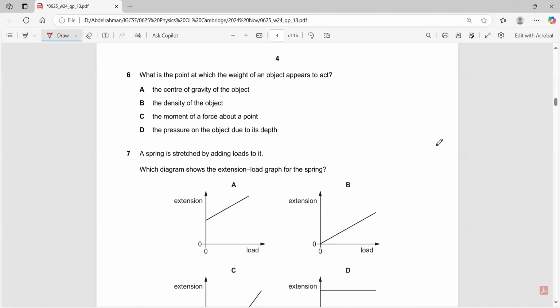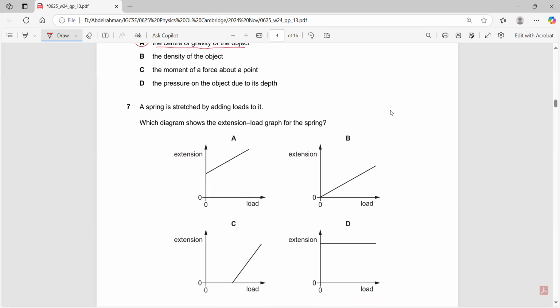What is the point at which the weight of an object appears to act? At which point? At the center of gravity. Okay? The center of gravity is the point at which the weight of an object appears to act. Is all of the weight of the object concentrated in this point? No, it's not. But it appears to act at this point.